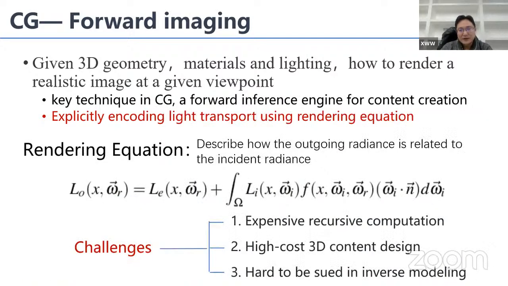However, the forward rendering process has some technical challenges. It is expensive to compute, since it needs recursive computation to render global illumination, and it is also very expensive to design good high quality 3D contents. Finally, it is hard to use in inverse modeling. That means we cannot use it directly with captured images.